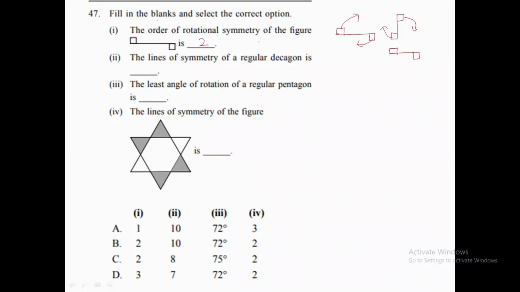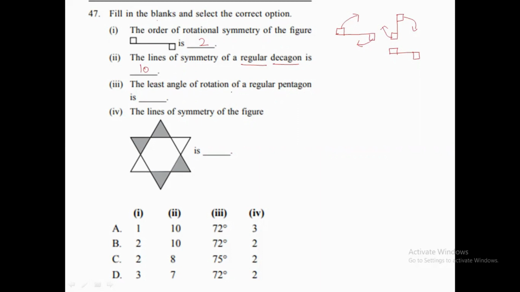Then we need to find the lines of symmetry of a regular decagon. So how many lines of symmetry will be there? The question is saying that it is a regular decagon. As we all know, a regular decagon means the figure has all sides of equal length. When it has all sides of equal length, that means it has 10. If a decagon has 10 sides, it has 10 lines of symmetry, because it is regular on all the sides. That's why it will be equal to 10 lines of symmetry.